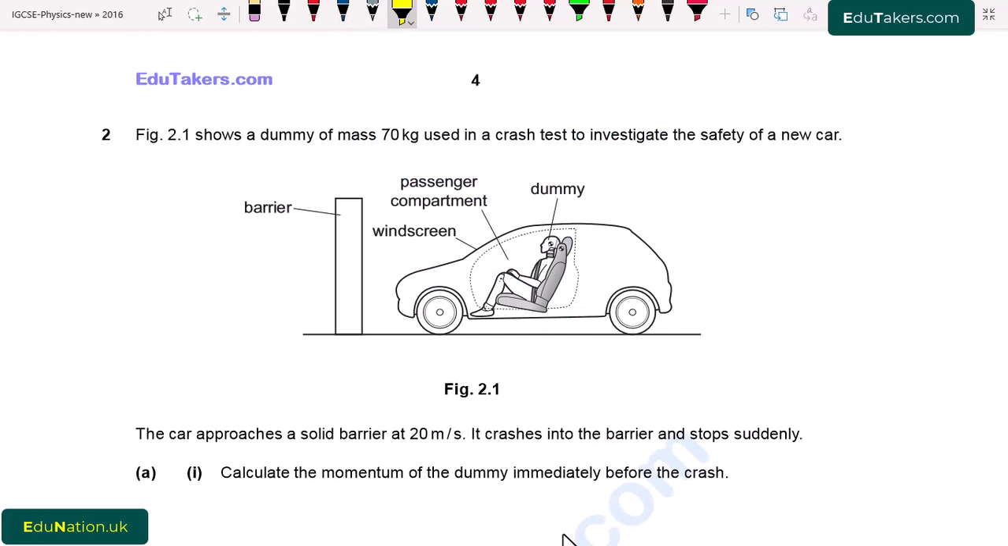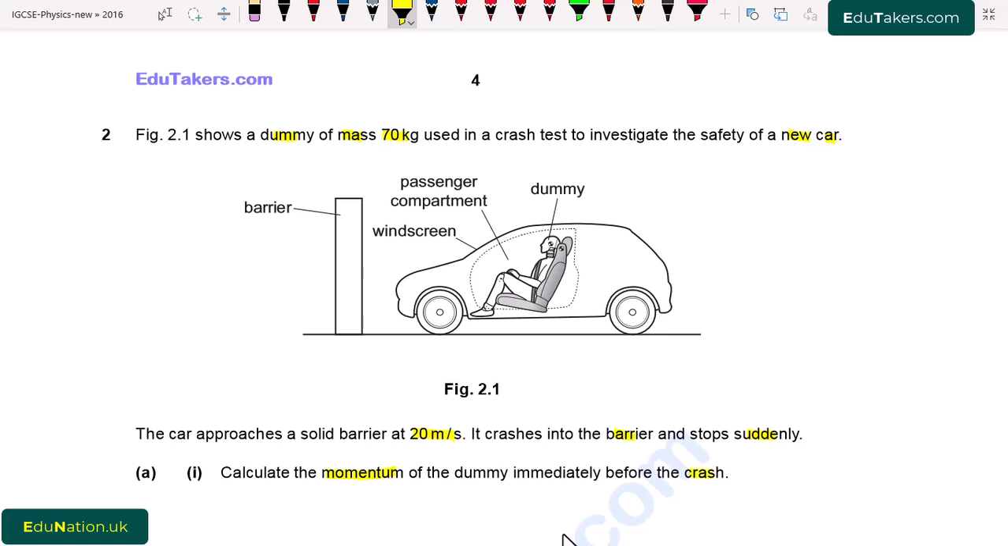Question number 2. Figure 2.1 shows a dummy of mass 70 kg used in a crash test to investigate the safety of a new car. The car approaches a solid barrier at 20 meters per second. It crashes into the barrier and stops suddenly. Part A. First, calculate the momentum of the dummy immediately before the crash.